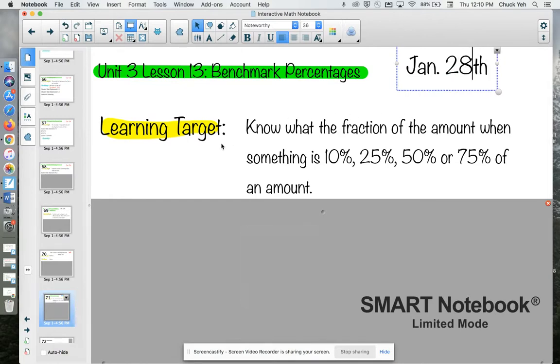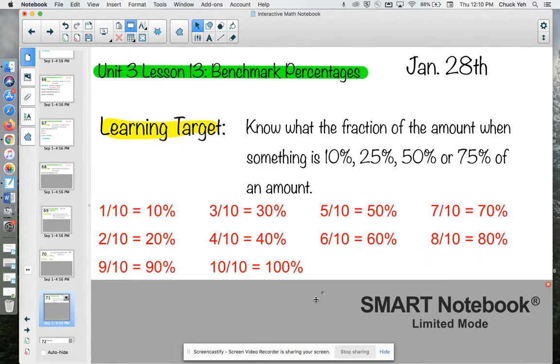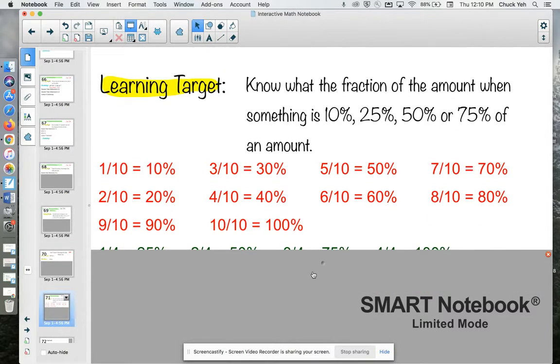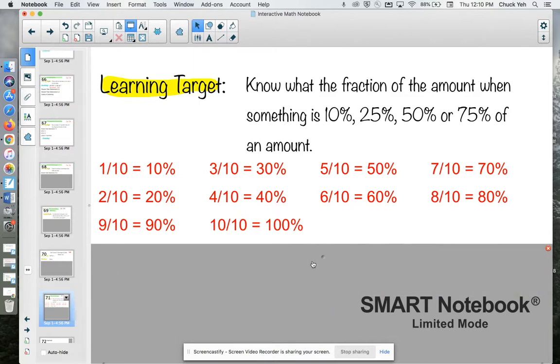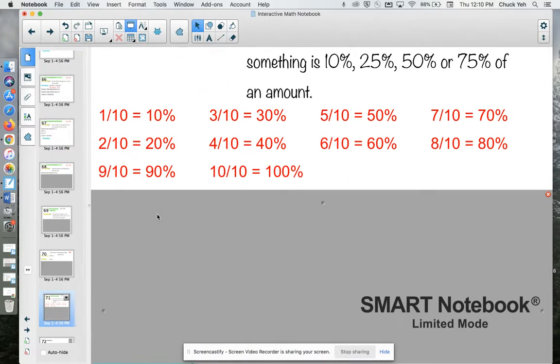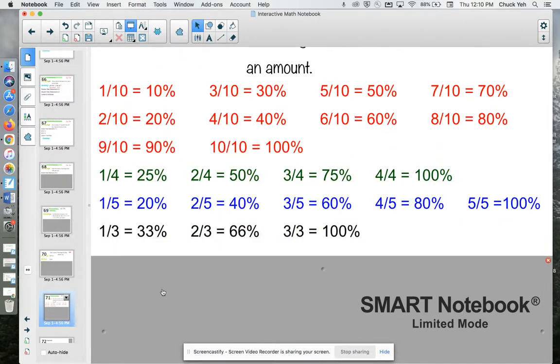Benchmark percentages. Know what fraction of the amount something is when it is 10%, 25%, 50%, or 75% of an amount. Okay? And then also, please write this out. It just tells you that 1/10 is 10%, 2/10 is 20%, and so on. And then also write this out too. 1/4 is 25%, 1/5 is 20%, 1/3 is 33%. So go ahead and write all of that out.